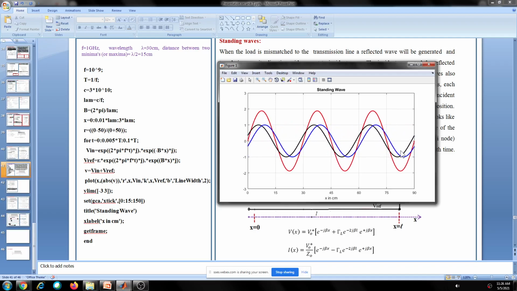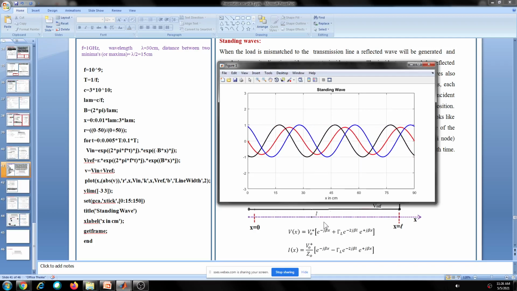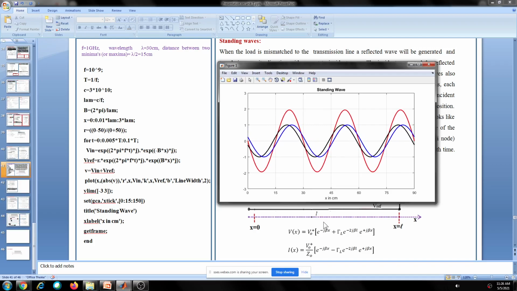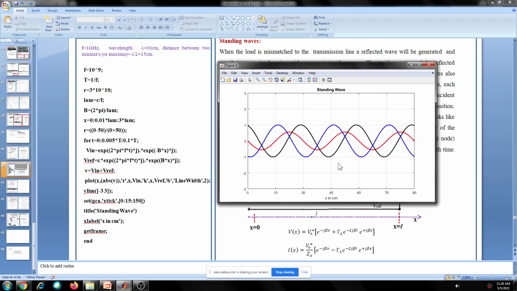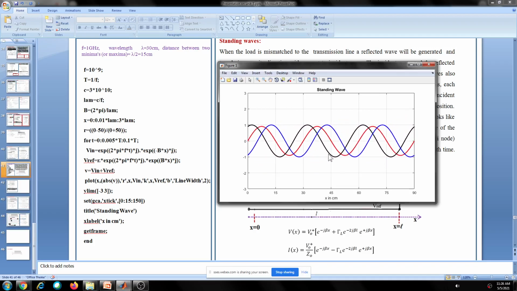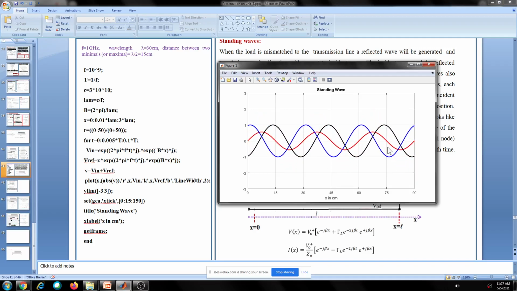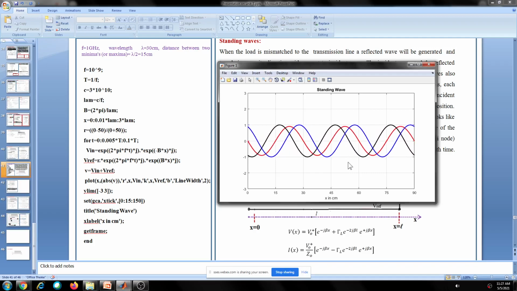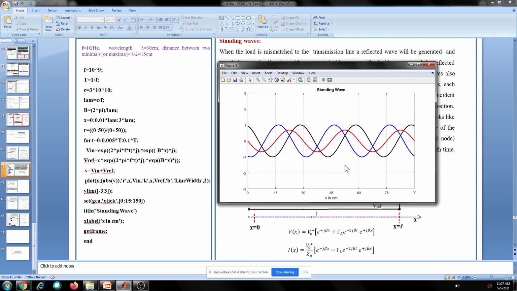Okay, so now you see there are three waves. The black colored one is the incident wave, and the blue one is the reflected wave going towards the source, and you can see the red colored one, it's the addition of two waves. You can see here it is oscillating, but it looks like it doesn't move. Is that correct? Is the red one moving? The red one is oscillating in amplitude. Okay, addition of reflected and incident wave. You can observe here it does not move over the transmission line. It looks like it stands still over the line, oscillating in amplitude.